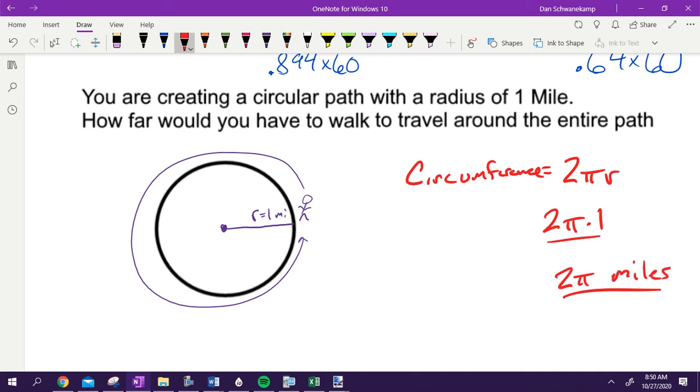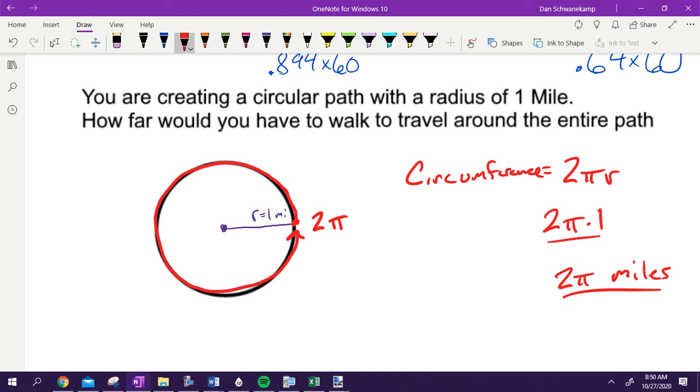Okay, it's weird to leave it as 2 pi, but that's fine. It's 2 times 3.14, 6.28 miles. Both of them make the same deal. Okay, but 2 pi miles is totally fine. Understand what we just said. What we just said, that is, if you started right here and you were to walk all the way around the outside, it is 2 pi.